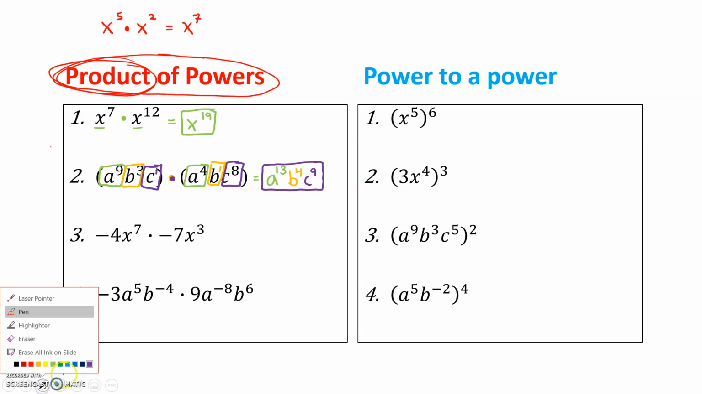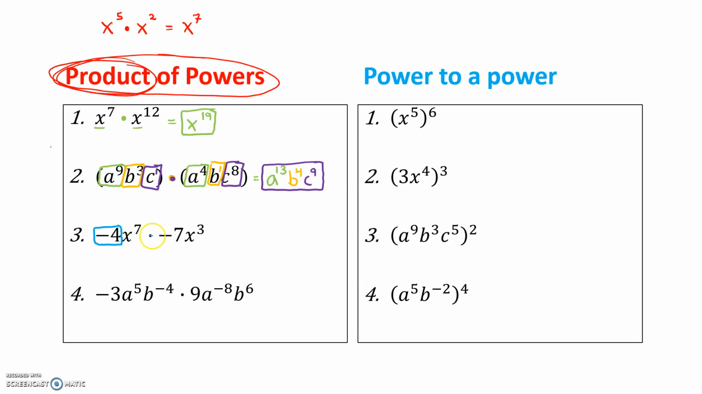All right, moving on to question number 3. Question number 3, we have just a little bit different here. We do have something called a coefficient. A coefficient is a number in front of a variable. So we have that negative 4 in front of the x times that negative 7 also in front of the x. So those just act like regular numbers.